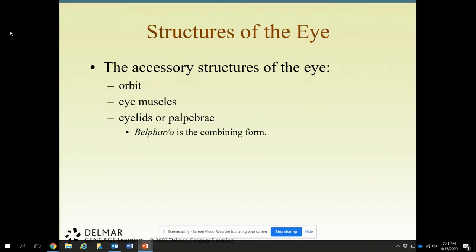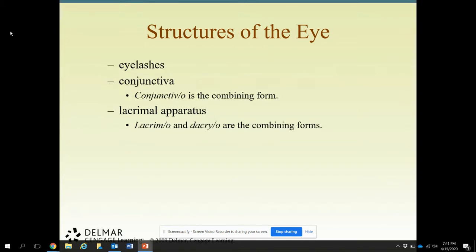Structure of the eye: the accessory structures of the eye include the orbit, which holds the eye, and the eye muscles, which help to move the eye. The eyelids and palpebrae help to protect the eye and keep it moist. Eyelashes help keep dust from the eye. The conjunctiva is that pink portion around the eye, and the lacrimal apparatus, so the tear ducts, help to clear the eyes if some debris gets on them.